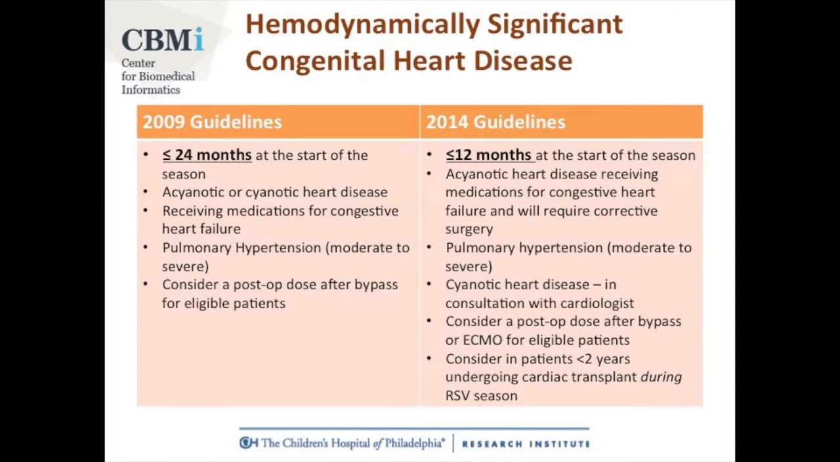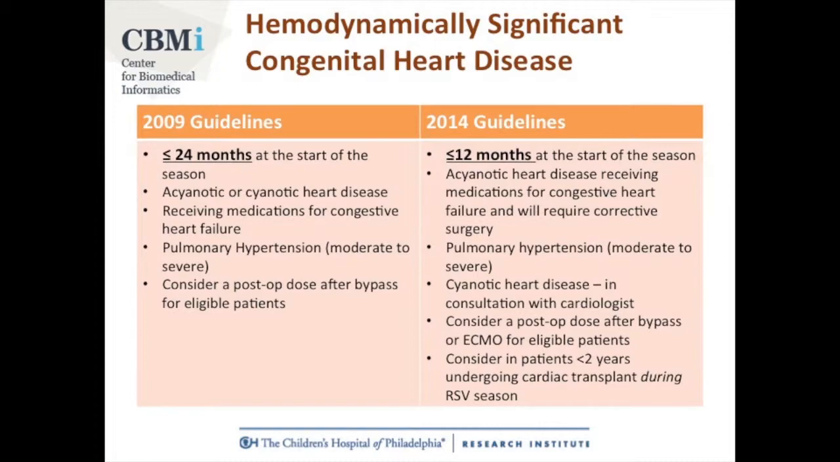Additionally, in the 2009 guidelines, they specifically called out the eligible diagnoses as acyanotic or cyanotic heart disease that is receiving medications for congestive heart failure or would require corrective surgery for that congenital heart disease lesion. Additionally, pulmonary hypertension defined as moderate or severe, and then a recommendation around a postoperative dose after bypass for those patients who would be deemed eligible for the remainder of the season even after their corrective surgery.